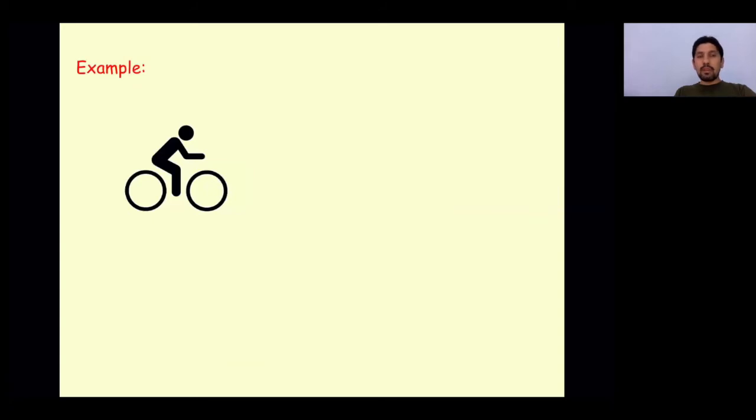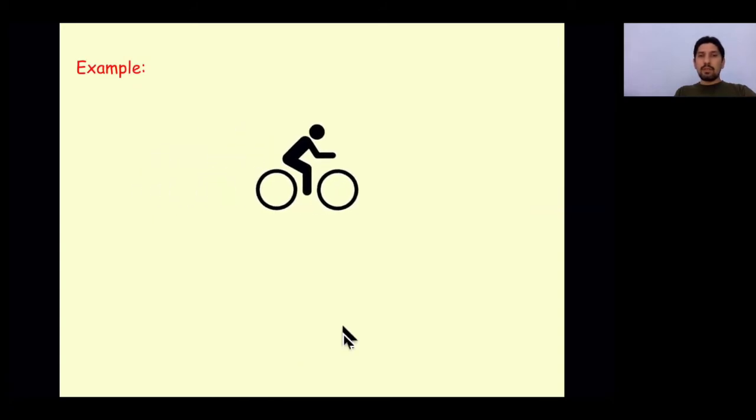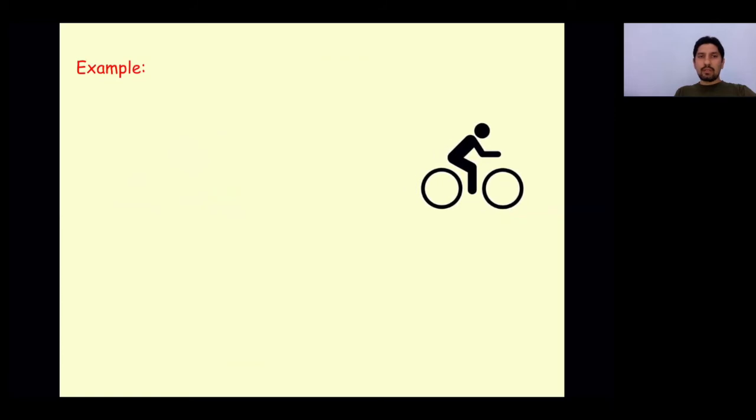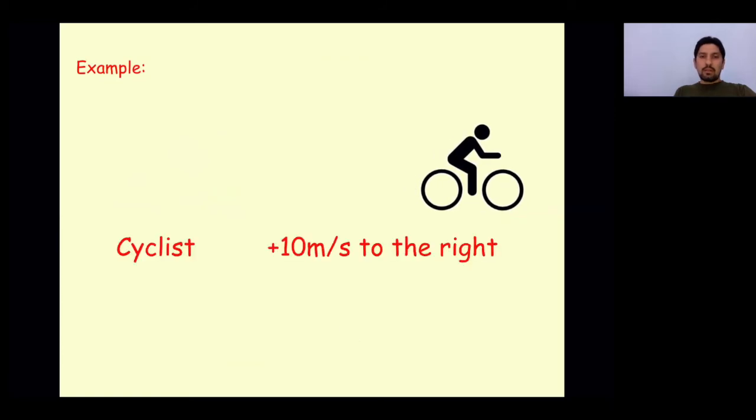Example: the bicycle is moving from left to right. And so we already stated that it is from left to right, so it is velocity. Yeah, 10 meters per second to the right. It's moving from left to right. Therefore, it is positive velocity.